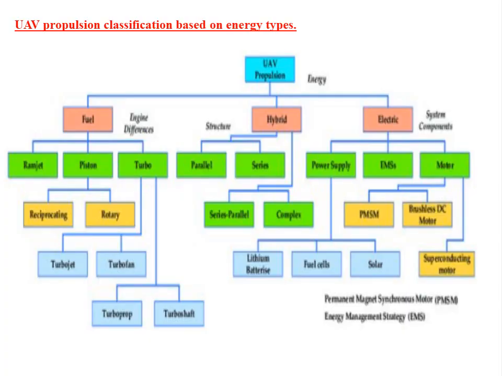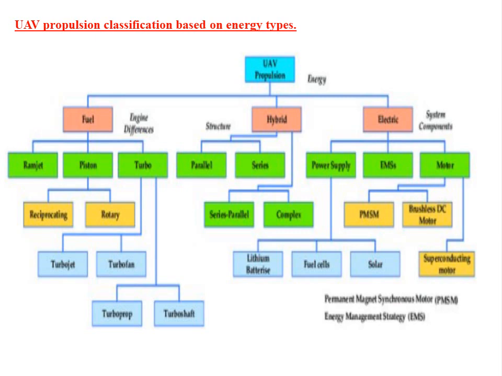UAV propulsion classification based on the energy type. How will it be classified now? Unmanned aerial vehicle propulsion is classified into three types based on the energy: one is fuel, the next one is hybrid, and the third one is electric. The fuel type is classified into ramjet, piston, and turbo. The hybrid is classified based on the structure, parallel and series. And the electric is classified based on the system components: power supply, EMS, and the motor.